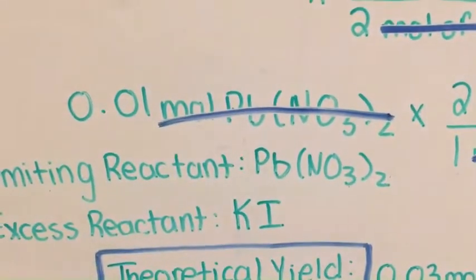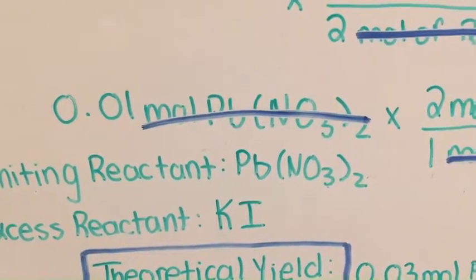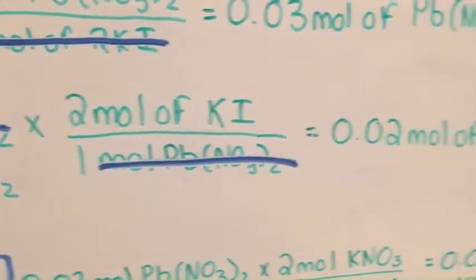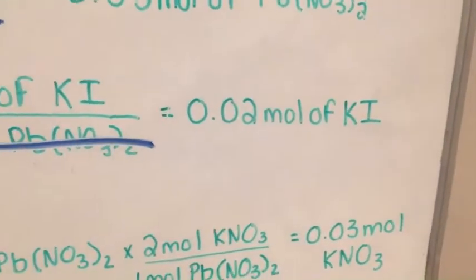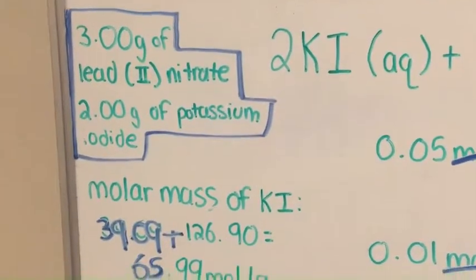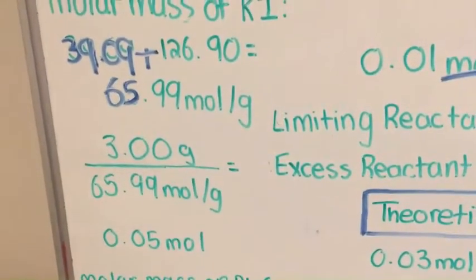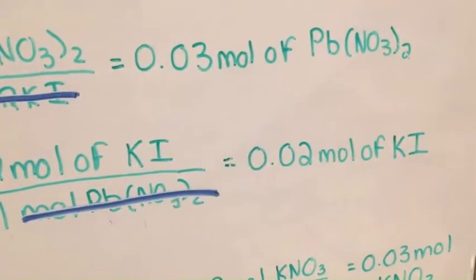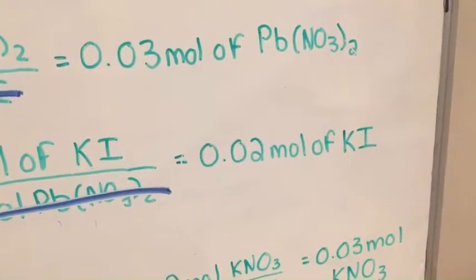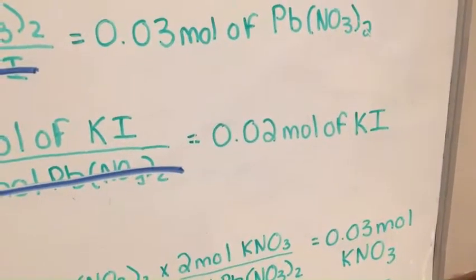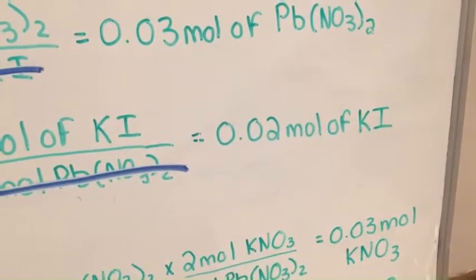So now we multiplied 0.01 mole of lead-2 nitrate by 2 moles of potassium iodide over 1 mole of lead-2 nitrate, which gave us 0.02 mole of potassium iodide, which is possible since we have 2 grams of potassium iodide, which is also 0.05 mole. So since we only used up 0.02 mole of potassium iodide, we have 0.03 mole of potassium iodide left over, which means that potassium iodide is the excess reactant.